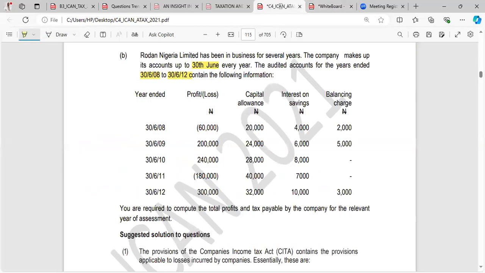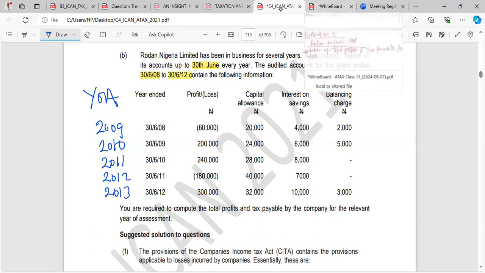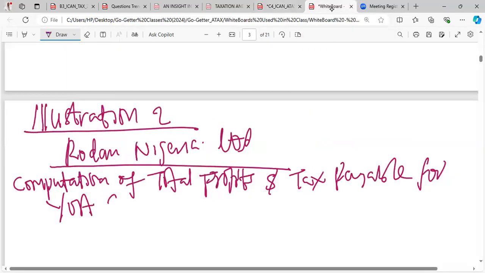So what we'll do now, let's try and look at the year of assessment here. Let's say this is year of assessment. This one is 28, so this should be 2009, 2010, 2011, 2012, and 2013. So 29 to 2013. So years of assessment 2009 to 2013.